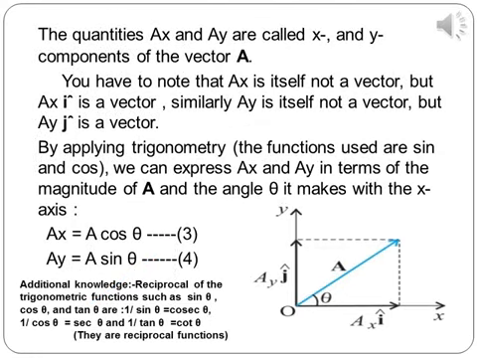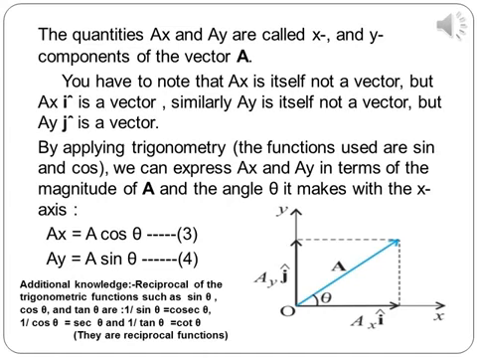You should see that the quantities Ax and Ay are called the x and y components of the vector A. You have to note that Ax is itself not a vector, but Ax times unit vector i cap is a vector. Similarly, Ay is itself not a vector, it is only the magnitude of the vector Ay j cap.